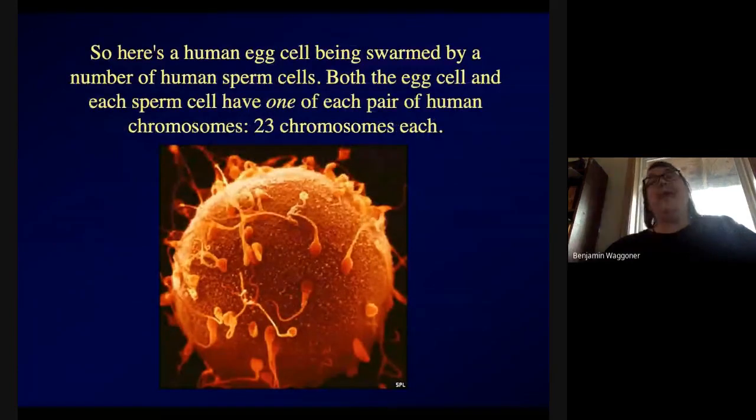So that's a human egg taken with a gizmo called a scanning electron microscope, caught in the act of being swarmed with a whole bunch of human sperm cells. There might be 100 million sperm cells in each ejaculation, but only a few hundred might actually make it to the egg cell because they refuse to stop and ask directions.